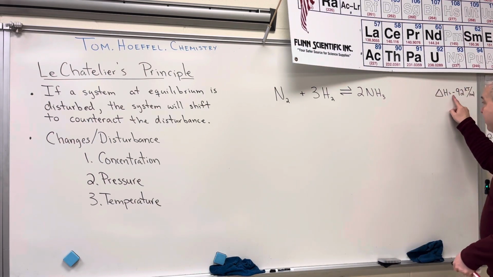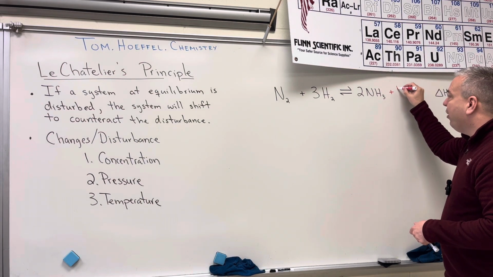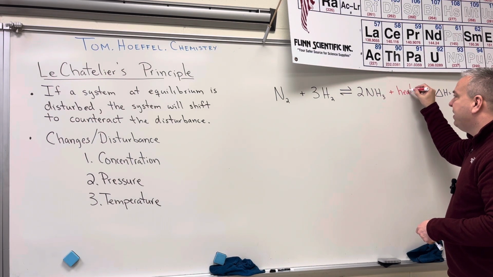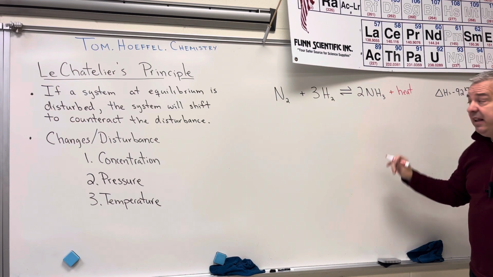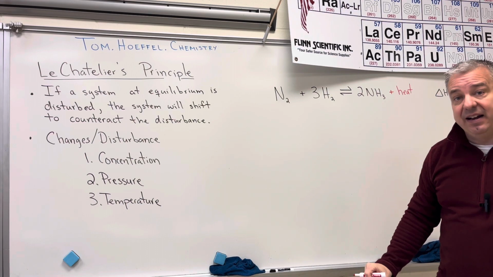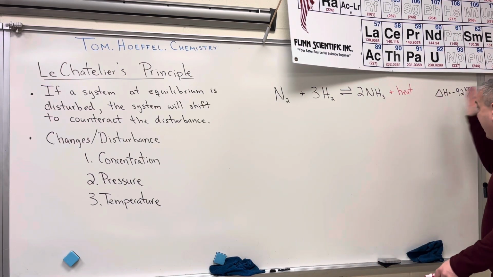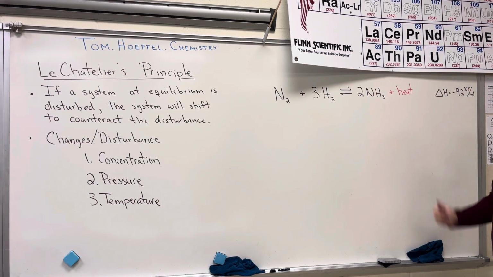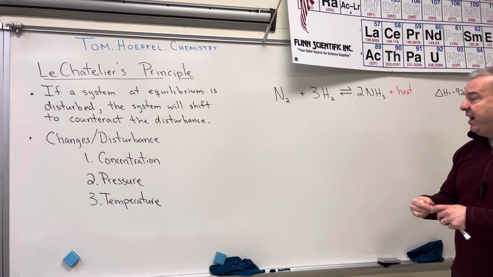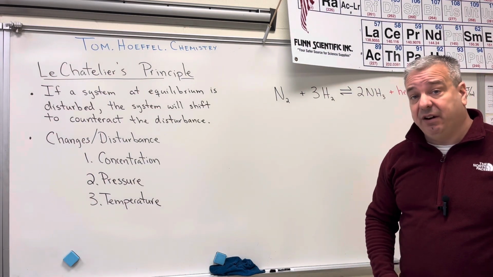Since this is a negative sign and it's exothermic, we are going to put the word heat on the product side. If this was endothermic, we would end up putting heat on the opposite side, and that's why that piece of information is so critical. But this one is exothermic, it's releasing heat, so we're putting heat on the product side. And after that, this problem gets actually very, very simple.